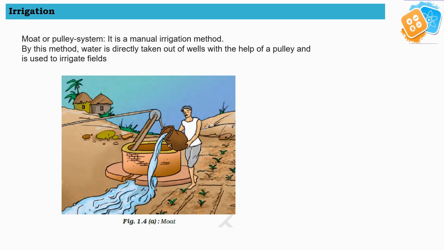So let us first talk about the moat or pulley system in irrigation. It is a manual irrigation method. By this method, water is directly taken out of a well with the help of a pulley and it is used to irrigate the field. As we can see here, this is a pulley on the well and this farmer is every time taking out this pot from the well with the help of the pulley and putting the water in this channel, where this water will go to the farm. As we can see here, these are the lines where the water will flow towards the crop and this is how they are watering the field. So this system is known as the moat or pulley system. This is a complete manual system.